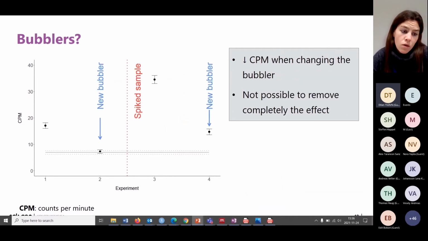For the bubblers, once we saw contamination, we changed them for new bubblers. And then as you can see, the contamination was gone. Then we spiked a sample, reusing the new bubblers, and we saw contamination back. We changed the bubblers for new ones again, and we saw that the contamination was decreasing, but it was not possible to completely remove this chlorine-36 signal, even changing the bubblers for new ones.